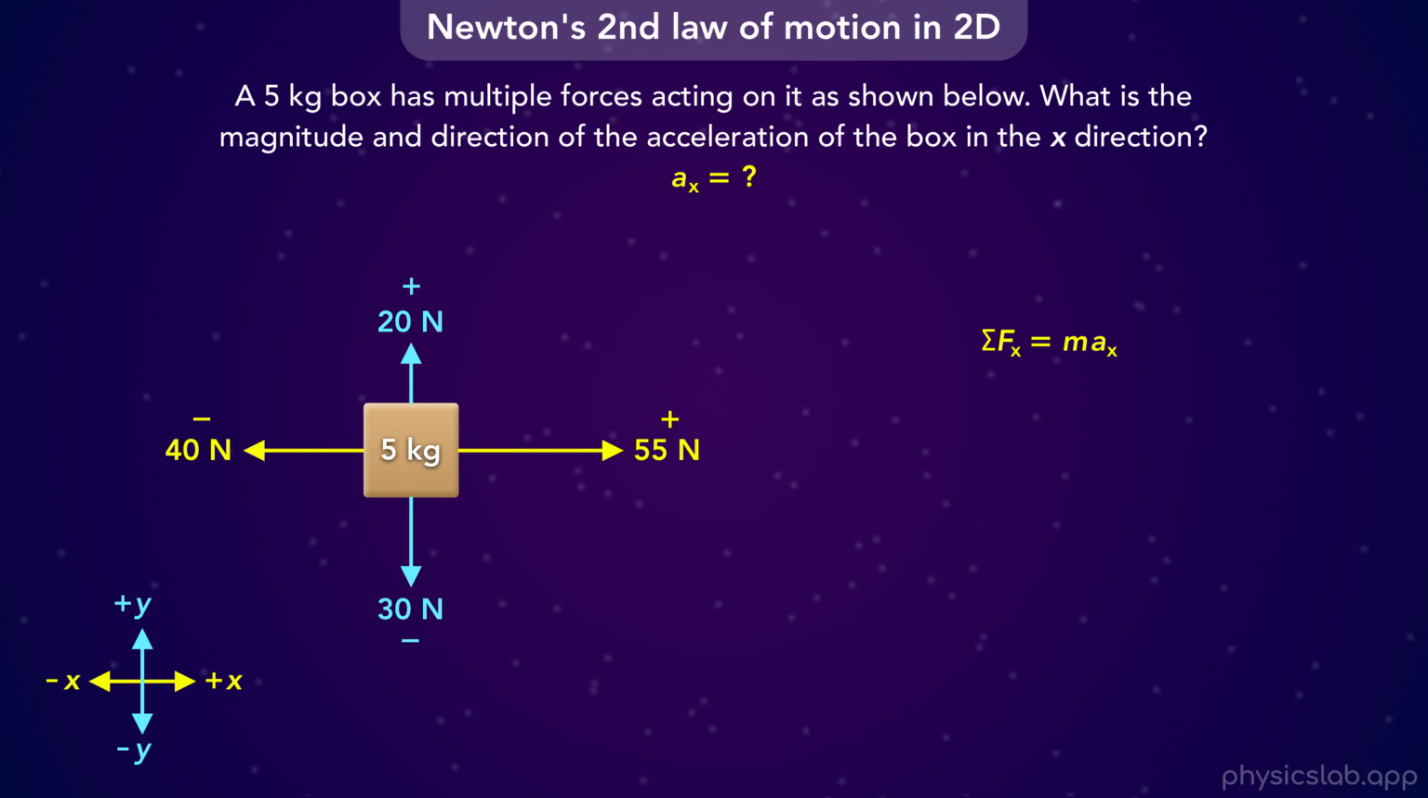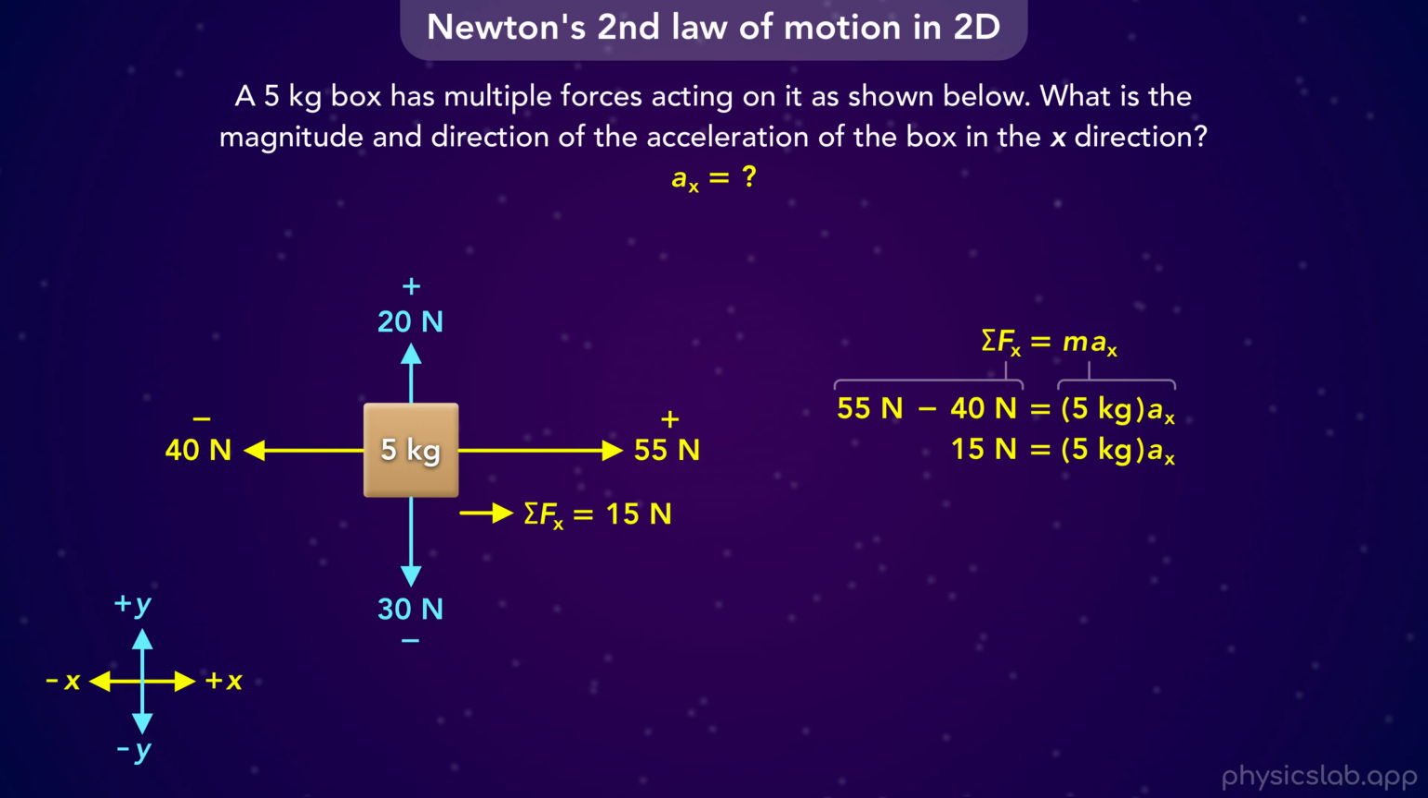The left side of the equation is the net force, which would be 55 newtons minus 40 newtons. Again, you could also write this as 55 plus negative 40, or negative 40 plus 55. The right side of the equation is the mass times the acceleration in the x direction. We can plug in 5 kilograms for the mass, but we don't know the acceleration. That's what we're trying to find. Next, we can simplify the left side. 55 minus 40 would be 15 newtons. So the net force in the x direction is positive 15 newtons, which is 15 newtons to the right, because right is the positive x direction.